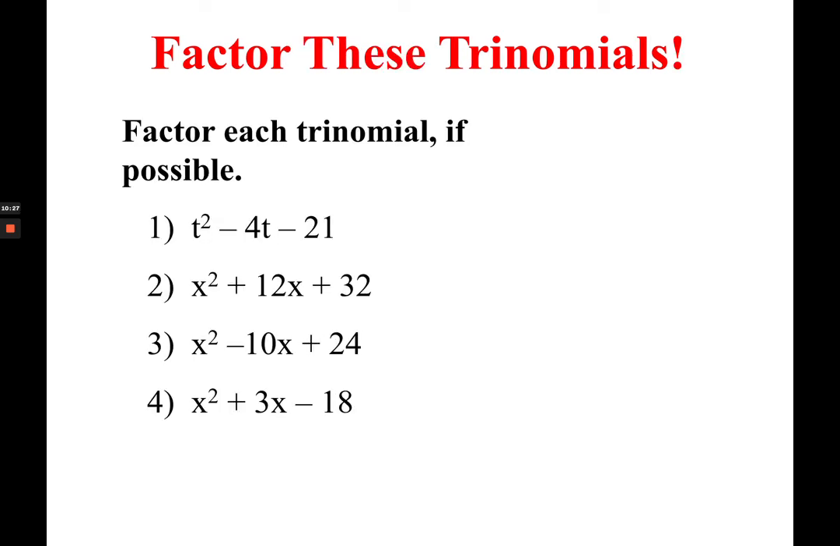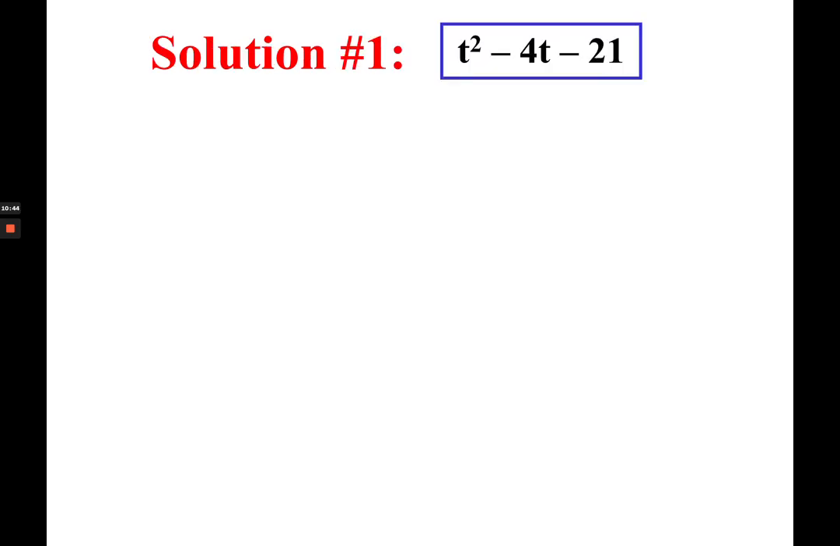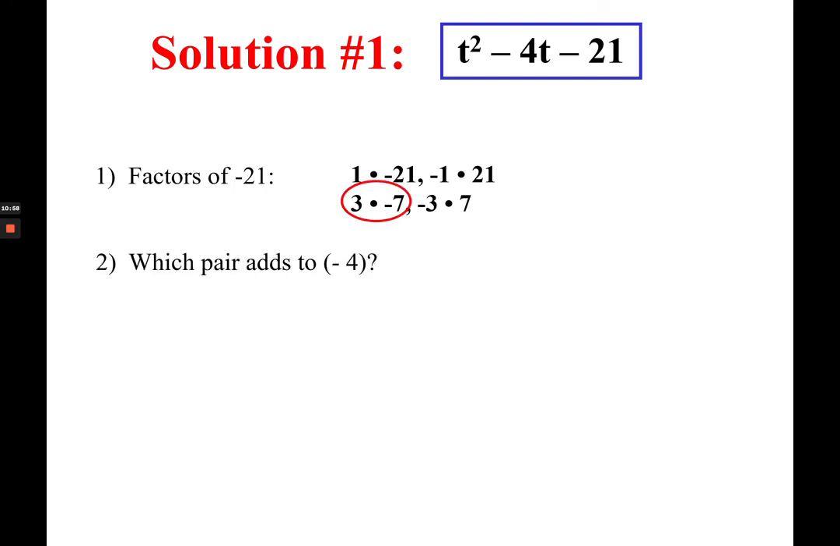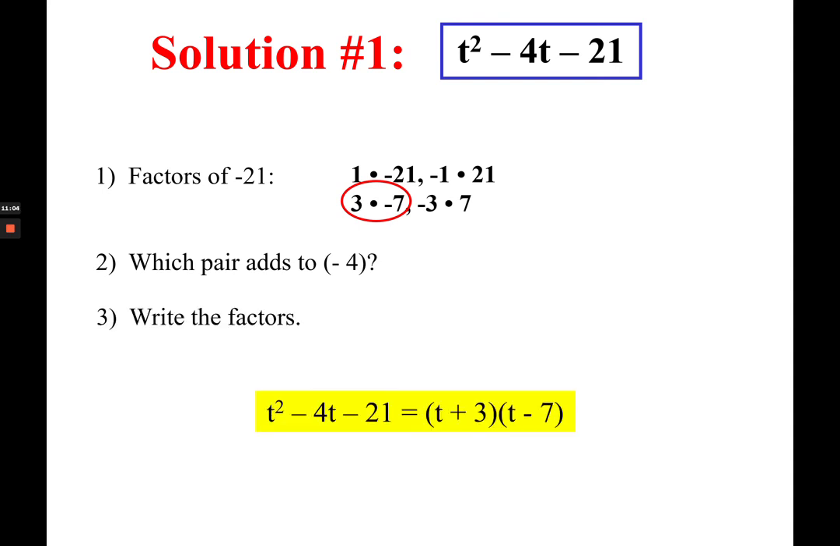Here are your practice problems. And I'll give you time to figure them out. And then I will show the solution. Let's begin. Number 1, here is the solution. Of course, factors of negative 21 are the following. Which of the following adds up to negative 4? It should be this one. Negative 4 and 3. Then your answer is here: t plus 3, t minus 7.